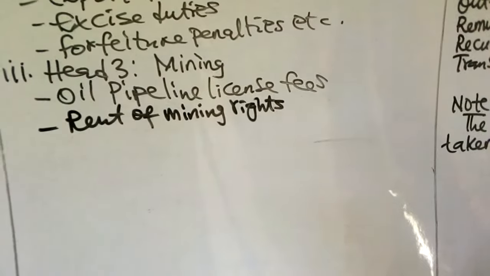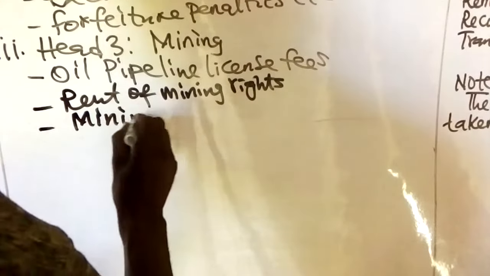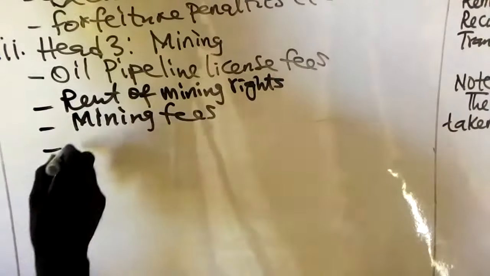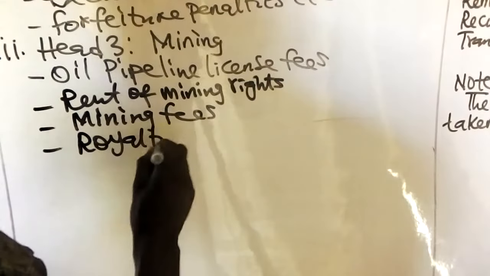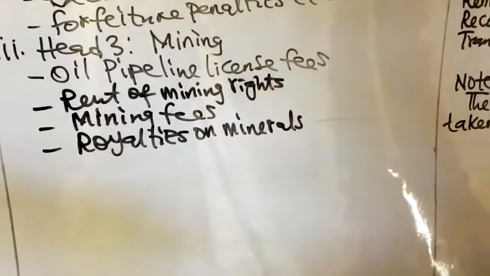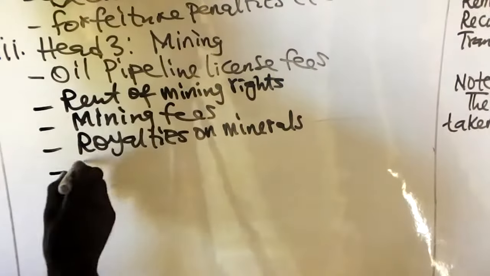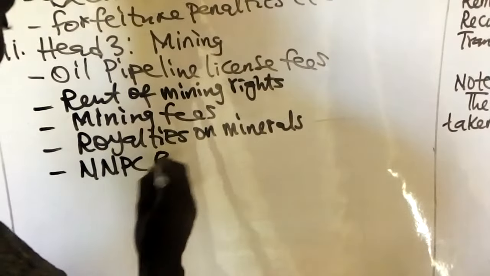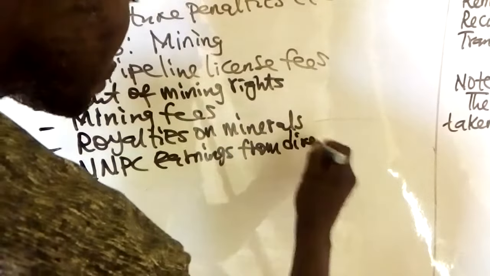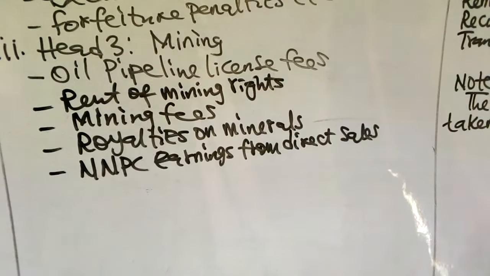Number three, we have mining fees. Number four, we have royalties on minerals. Number five, we have NNPC earnings from direct sales.